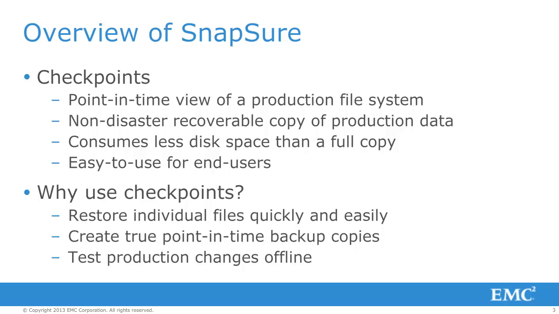SnapSure allows users to create checkpoints, which are point-in-time views of a production file system. These are non-disaster recoverable copies of production data. Checkpoints consume less disk space than a full copy, while being easy to use for end users. Checkpoints can be used to restore individual files quickly and easily, create true point-in-time backup copies, and test production changes offline.